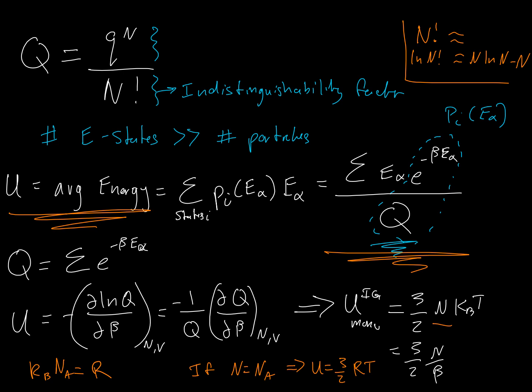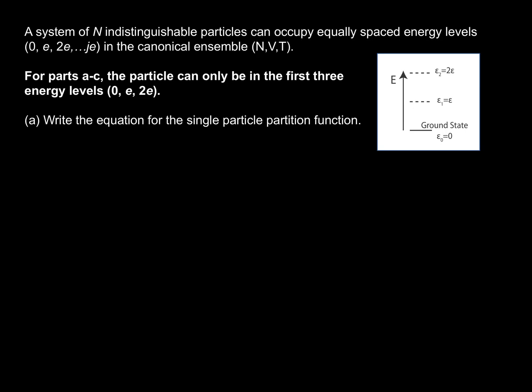So now we are going to look at your handout. First, we're going to describe the system. Then we have, let's see, I think there's A, B, C, D, E, 5 parts to this question. So we have a system of N indistinguishable particles that can occupy equally spaced energy levels. So we have energy level 0, E, 2E, all the way up to some arbitrary number of, J times E. This is in the canonical ensemble, so you can use the canonical partition function and all the math that we've talked about so far.